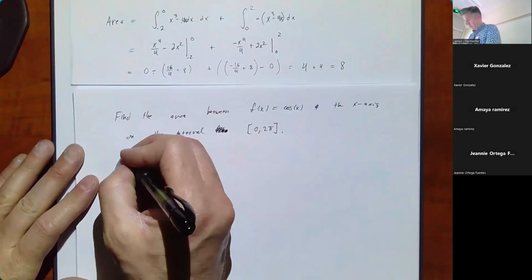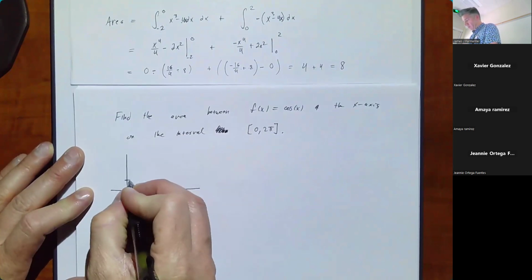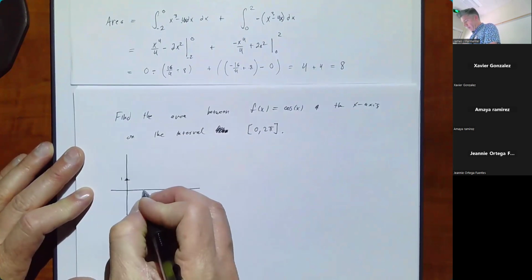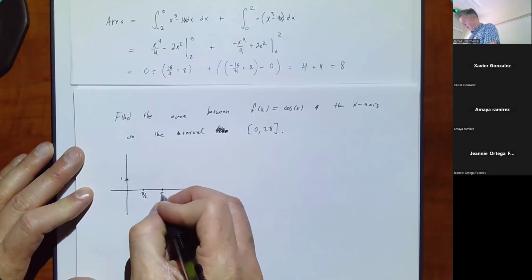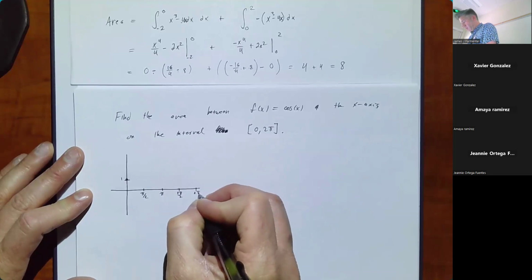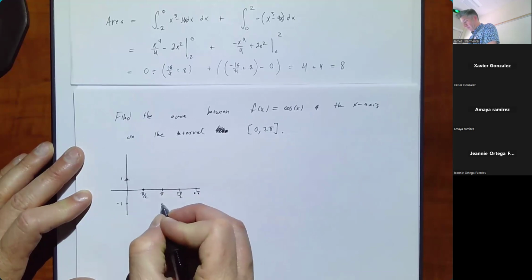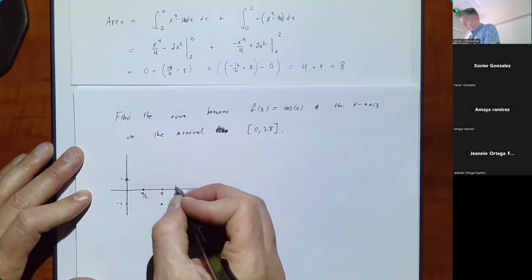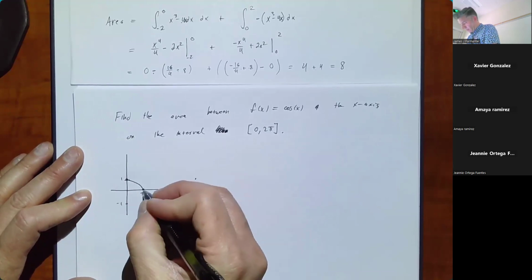So I graph cosine. I know that cosine of 0 is 1. And then at each subsequent pi over 2, so pi over 2, and then pi, and then 3 pi over 2, and then 2 pi, we go down to the middle, and then down to the bottom of the range, which is -1, back to the middle, back to the top, and then we're going to graph it like this.